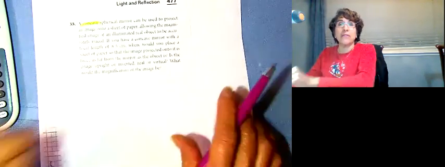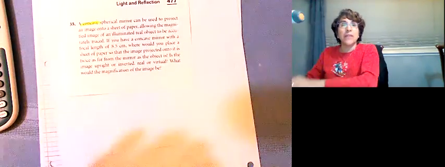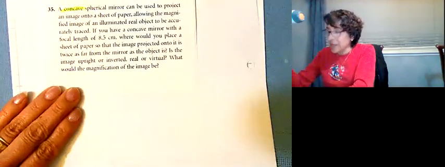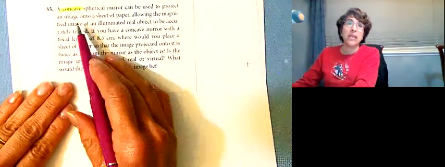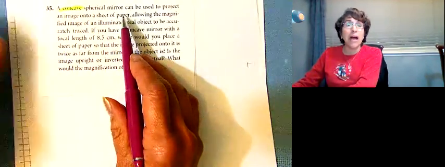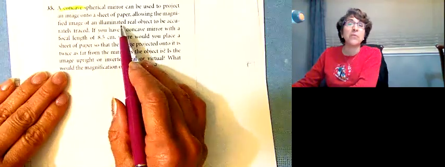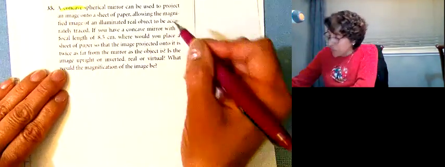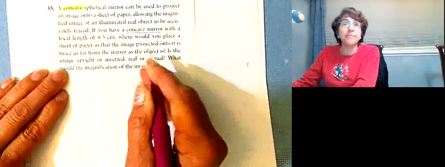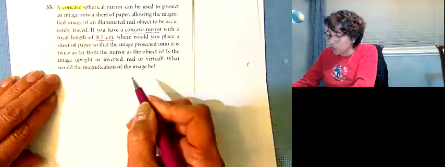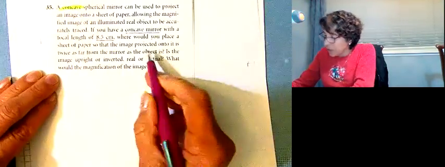All right, let's look at the next one. Next one, 35. See if you can see that. That looks better, not much better. I'll make it bigger. Okay, a concave spherical mirror can be used to project an image onto a sheet of paper, allowing the magnified image of an illuminated real object to be accurately traced. They're telling you it's a concave mirror with a focal length of 8.5 centimeters. So immediately I know the focal length, that's F.